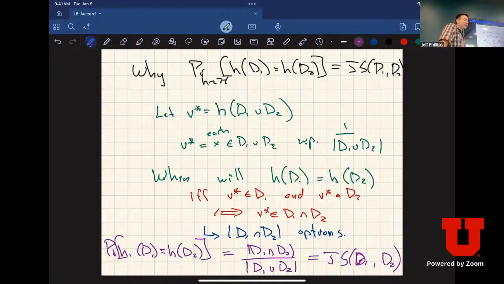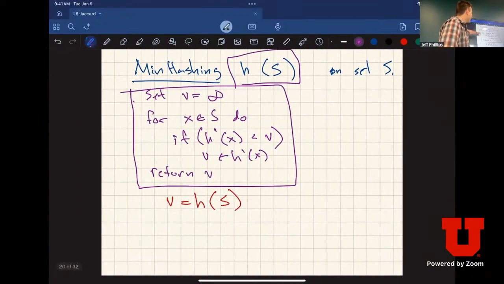Okay, so I have this clever, fairly simple algorithm that gives me a representation of a set, and I can use it to approximate the Jaccard similarity. I know things collide if they have more Jaccard similarity. And this is the property of minHashing.